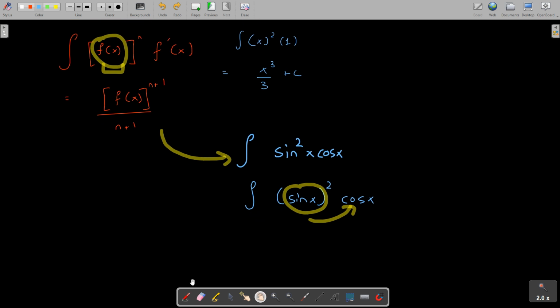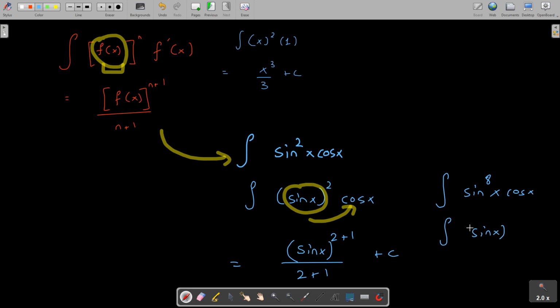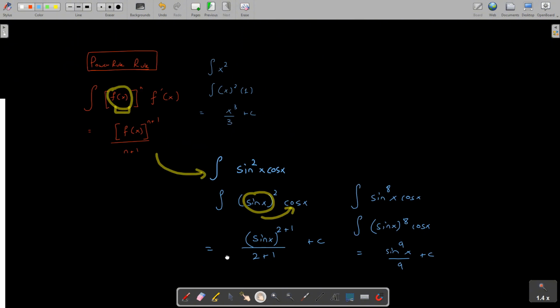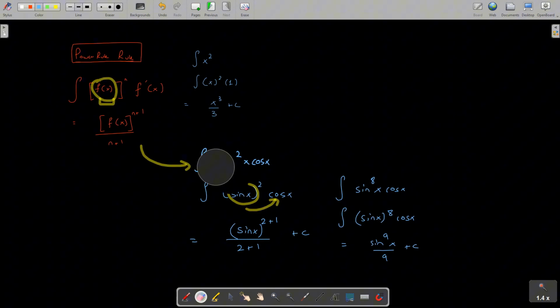Well, over here we have sin squared x. So our answer over here should be f of x whole power n plus 1, which means sin x whole power n plus 1. What is n? n is 2. So 2 plus 1 divided by 2 plus 1. And that would be our answer. Now, this could have been possible even if it was sin power 8 x cos x, because at the end of the day, we have sin x inside the bracket and its derivative is outside. So we can apply a power rule here, and it would be sin power 9 x divided by 9 plus c. So this is a short concept you need to know in order to solve this integral right here.